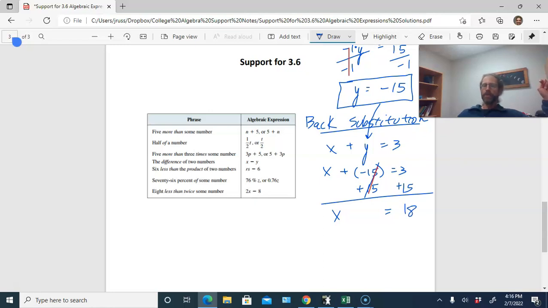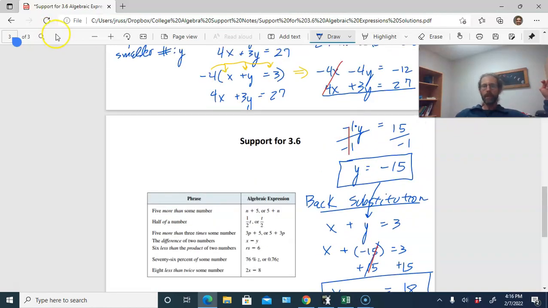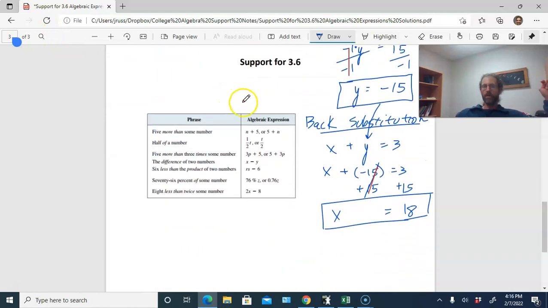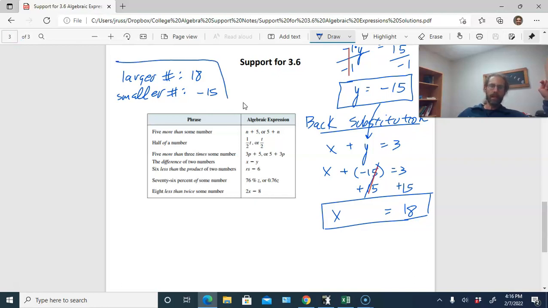Now we found our second number, x. And if you go back up here, x represents the larger number. So the larger number is 18. And the smaller number, which was y, we found to be negative 15. And so this is the answer.